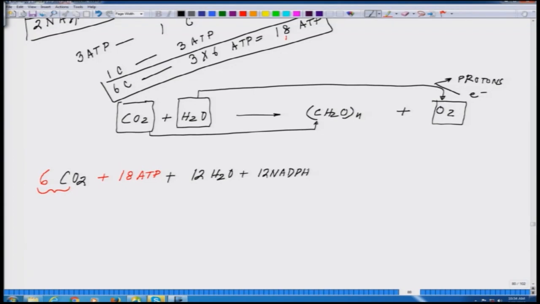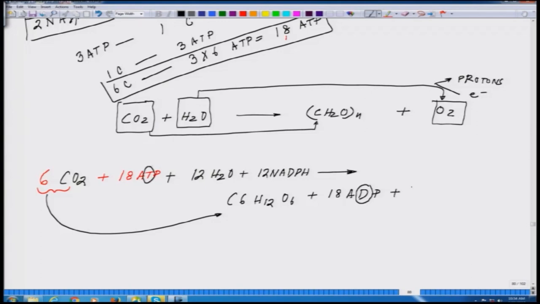NADPH, okay, and what you are getting out of it is C6, okay, 6 carbon, H12O6 plus it has donated 18 phosphorus moieties, so we are left with 18 ADP, diphosphate. Here you have the triphosphate, just compare, okay, plus 18 phosphorus molecule which has come out from tri to di, okay, plus 12 NADP plus, because it has donated these hydrogen to out here, which makes it H12.